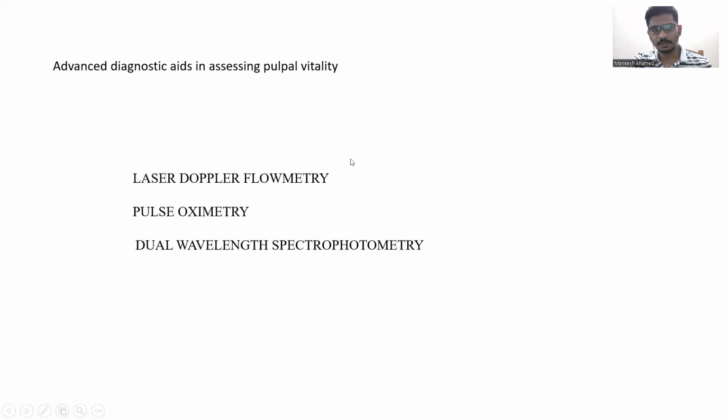So this kind of modern advanced diagnostic aid directly measures the exact vitality of the pulp. They do not rely upon the neural response of the tooth. So this is considered to be more accurate than the usual pulp sensibility testing.